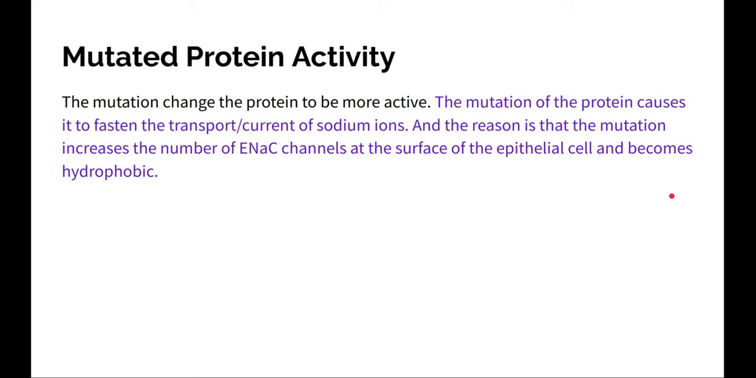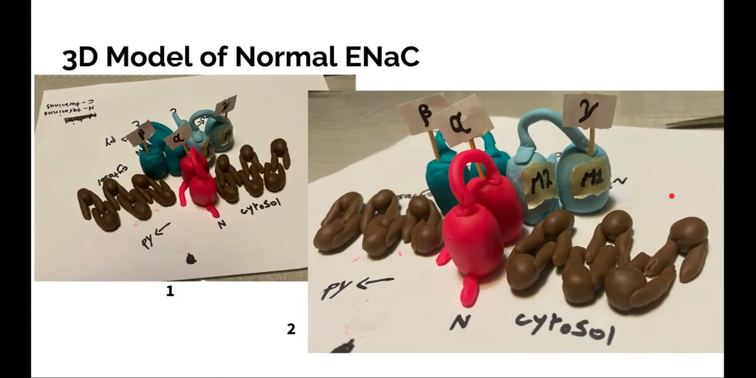When the protein is mutated, the activity of the function increases because the mutation of the protein causes it to fasten the transport or the current of sodium ion reabsorption. And the reason for that is that the mutation increases the number of ENaC channels at the surface of the epithelial cell and becomes hydrophobic.